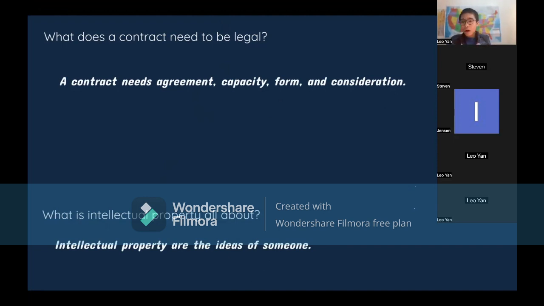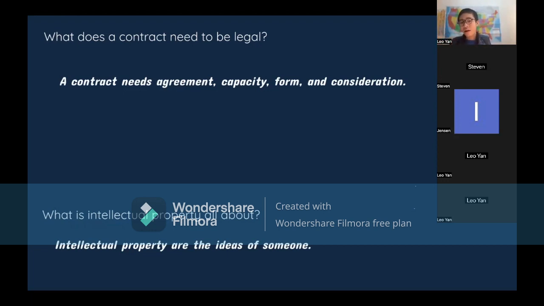So firstly, agreement means that both sides of the contract have to be agreeing to the contract. So both sides of the contract need to be consenting to the contract. So that means that you can't have a contract where the two sides don't explicitly state that they consent to the terms and they agree to what's being put into the contract.